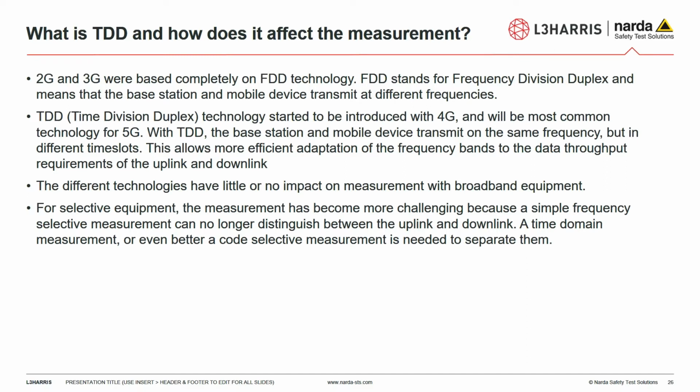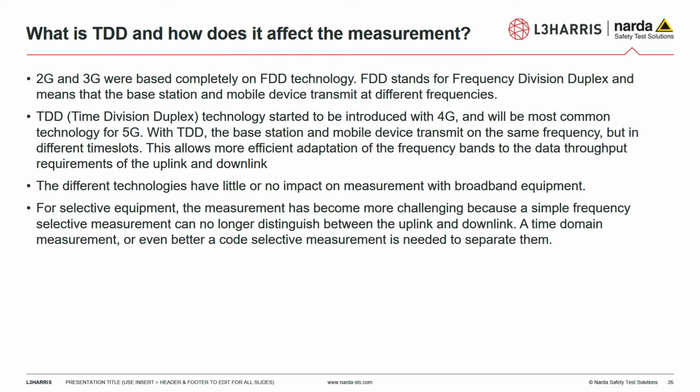What does TDD mean, and how does TDD affect the measurement? 2G and 3G are based entirely on FDD technology. FDD stands for Frequency Division Duplex and means that the base station and the mobile subscriber transmit on different frequencies. This solution is hardly economical with bandwidth, as the base station downlink generally has to transmit far more data than the mobile unit uplink. 4G marks the introduction of TDD, time division duplex, technology into mobile communication, and it will be rolled out overall for 5G.